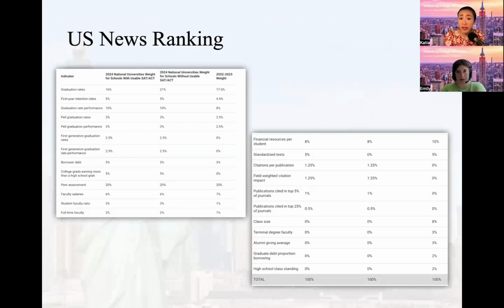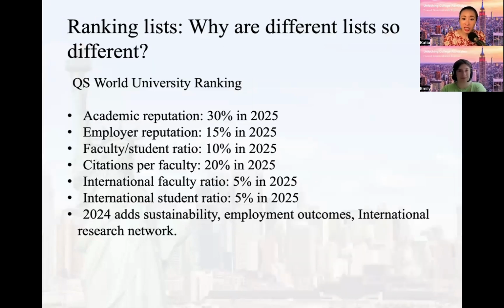Some variables are not useful for us, especially for high school students applying for colleges, right? For example, the citations per faculty, that's 20% in the QS list. But for a high school student applying for college, it doesn't matter. We don't really care unless you're applying for a PhD program. Then you care about the citations per faculty, right?